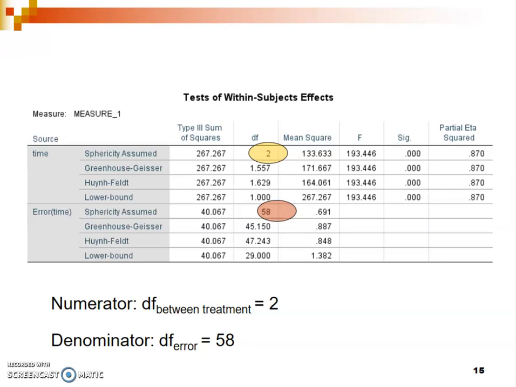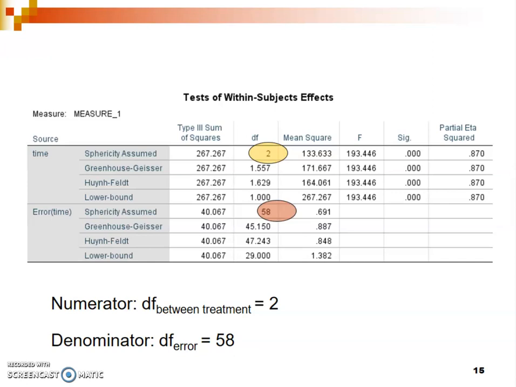When you're looking for your critical value for F on this F table, you'll notice that it has you look in various columns and also various rows. The columns represent the degrees of freedom in your numerator. As I just discussed, that's going to be 2 for this example. And the rows represent the degrees of freedom in your denominator. In this example, it's 58.